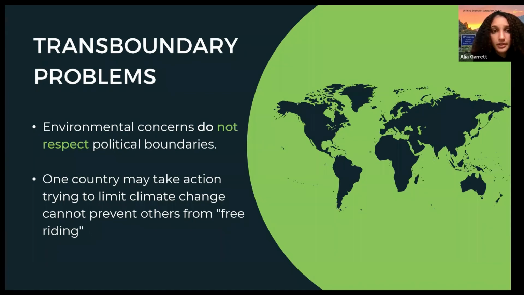Transboundary problems. So environmental concerns do not respect political boundaries. And one country may take action trying to limit climate change. This can't prevent others from free riding and not doing anything at all.